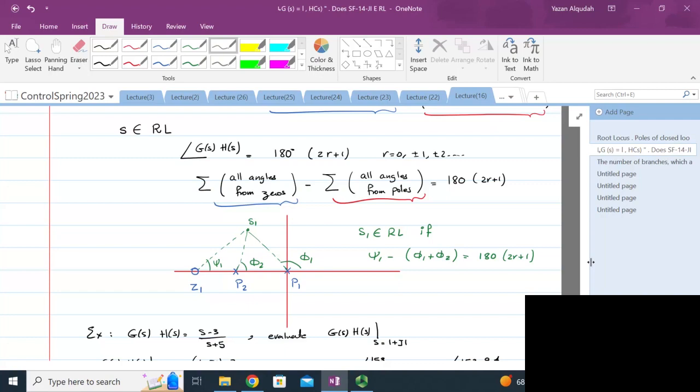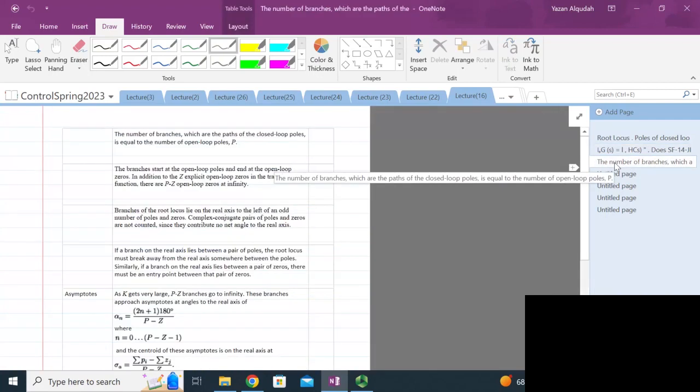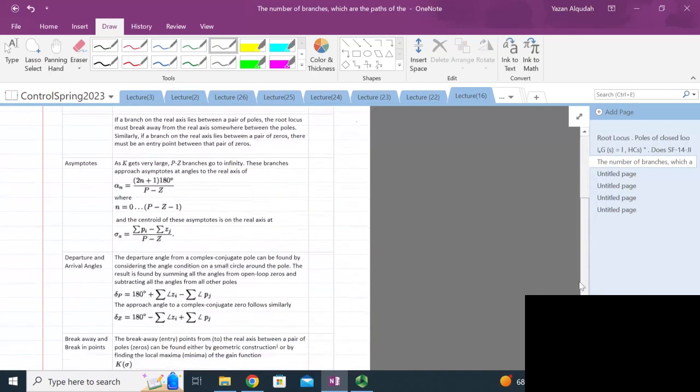So each rule, we're going to explain it and demonstrate it, and when we have all the rules together, we should be able to take any transfer function, any system, and plot the root locus for it, granted we don't make a calculation error. Okay, so what are the rules? These are all the rules that we're going to go through that will help us plot the root locus.